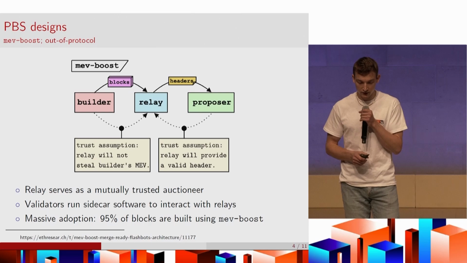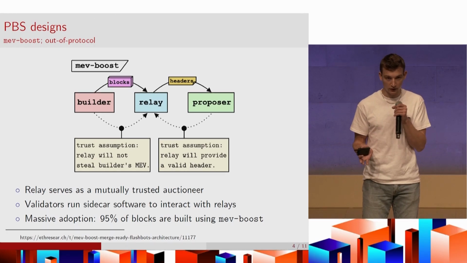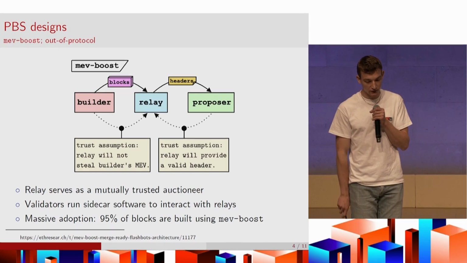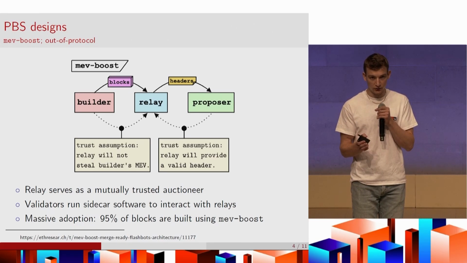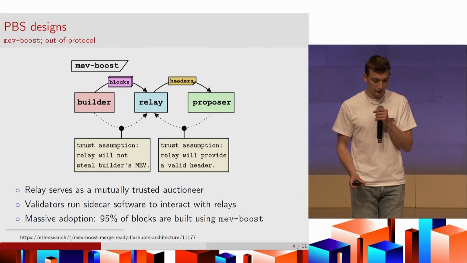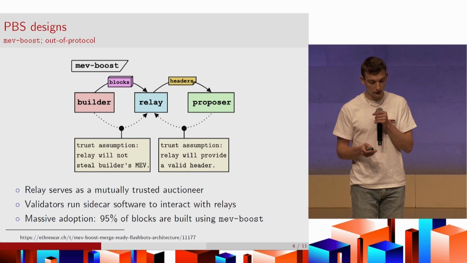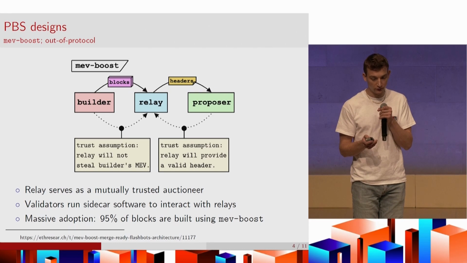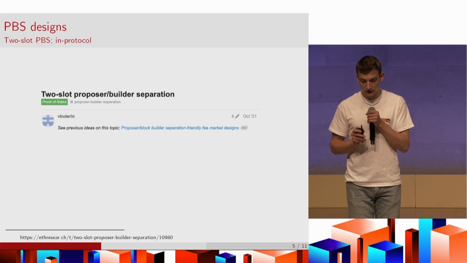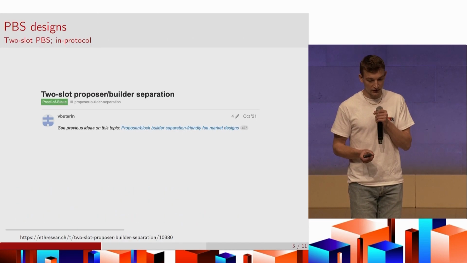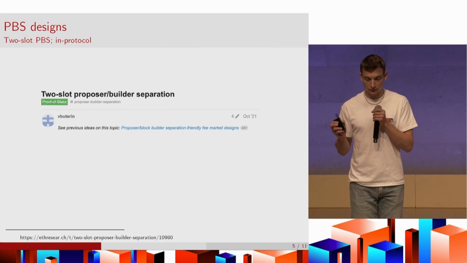And we see very massive adoption, like great product market fit for MevBoost. So 95% of Ethereum blocks are being built using this infrastructure. Immediately after the merge, it kind of skyrocketed from 50% all the way up to nearly every block being built through MevBoost. Cool. The next design I wanted to talk about is kind of the original 2-slot PBS design.